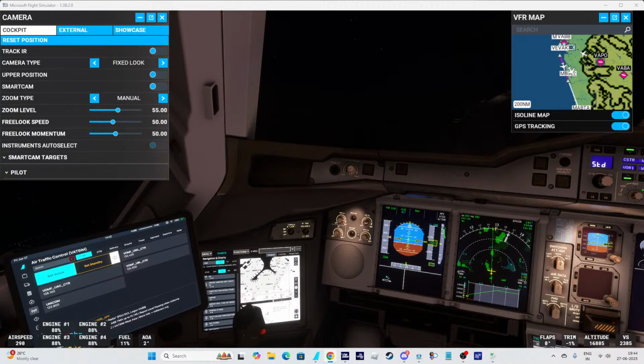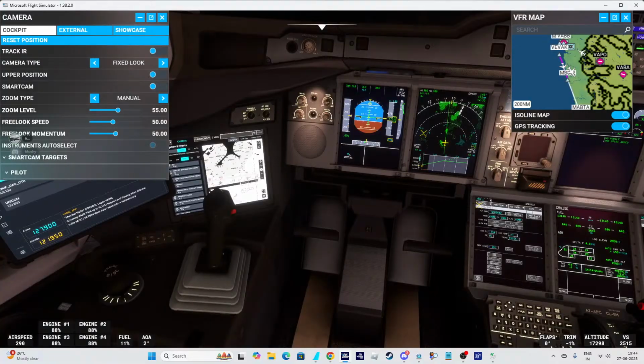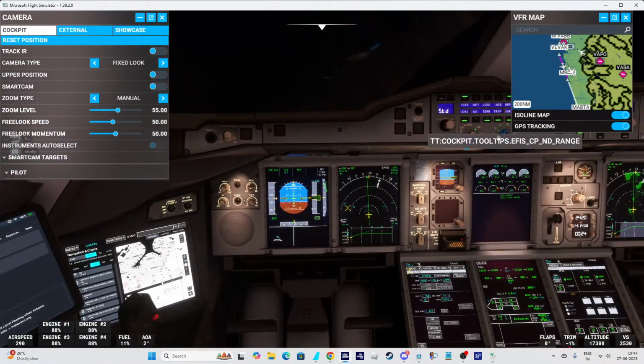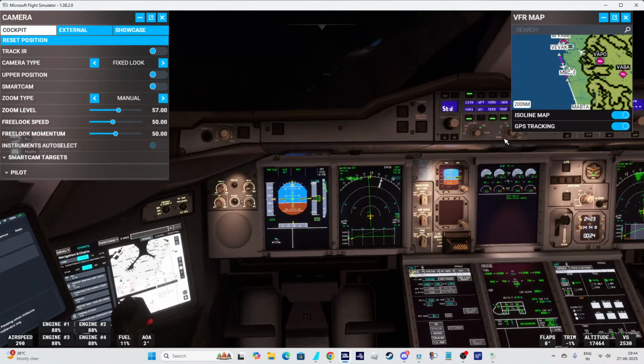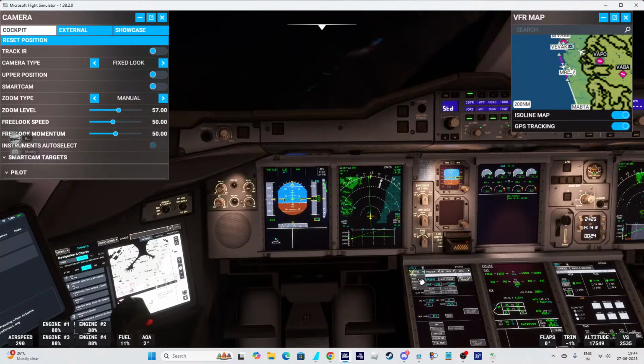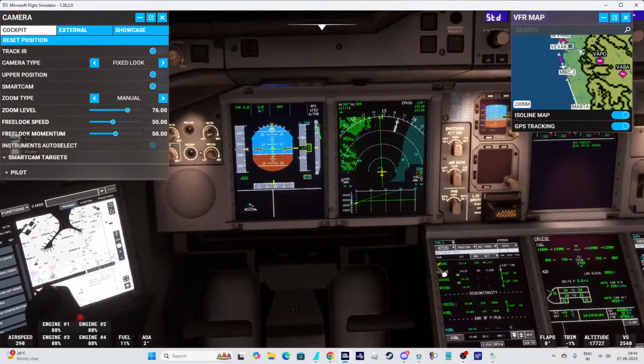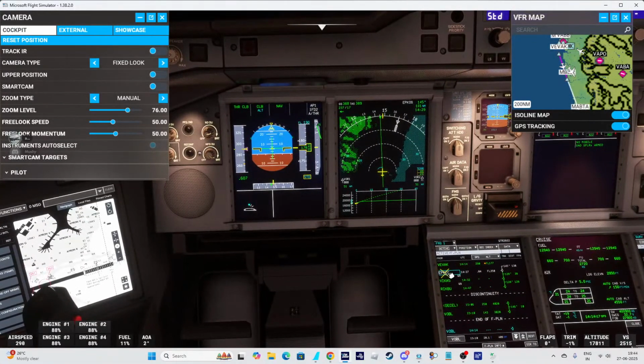What is your altitude? My altitude is 16,000 feet and climbing. Okay, what is your next waypoint? My next waypoint, let me check. Okay, so my next waypoint is Echo Papa Kilo Oscar Sierra.